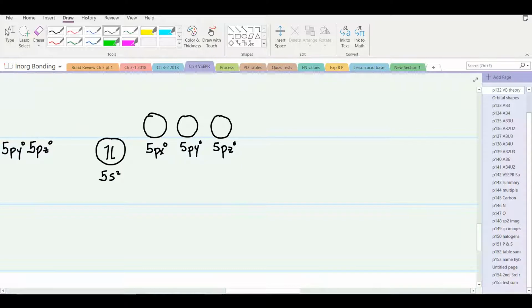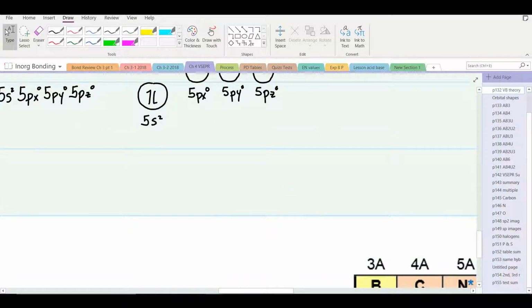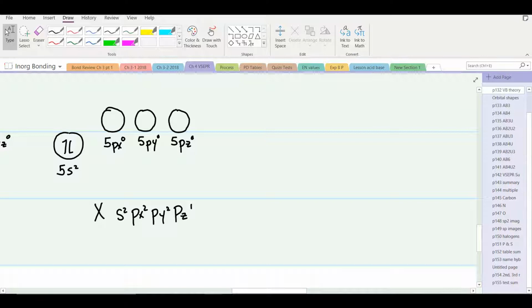Now, the halogens, such as bromine, I'll just put here X for halogens, they'll all be s2, px2, py2, pz1. So halogens have an electron distribution that's ready to form a single bond, like we've seen in HCl or a chlorine molecule. But cadmium, no, it's not prepared to form 2 covalent bonds.